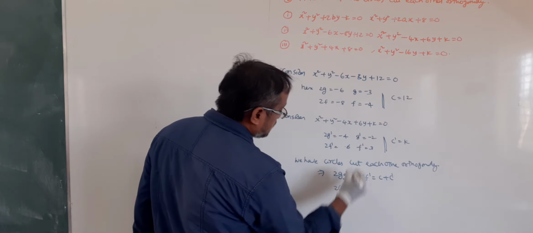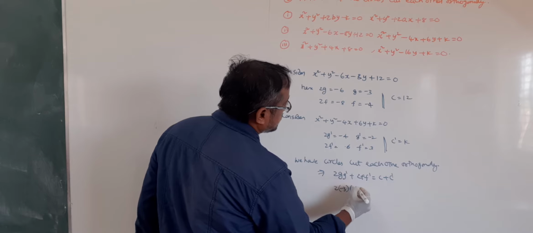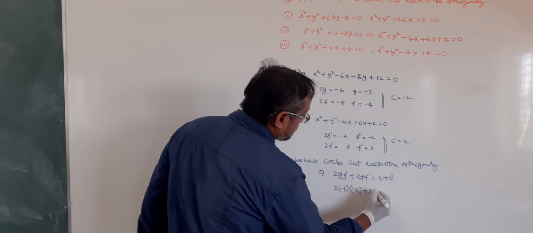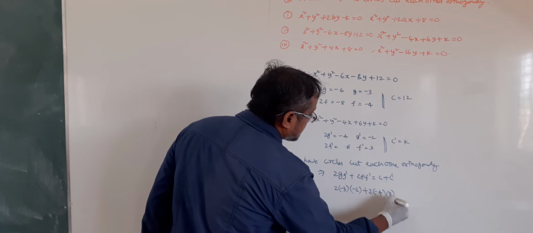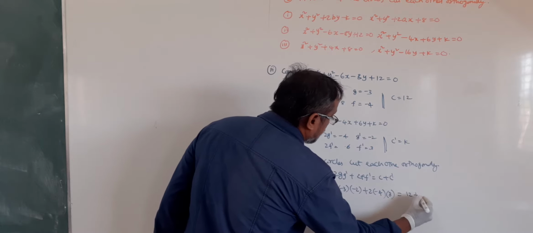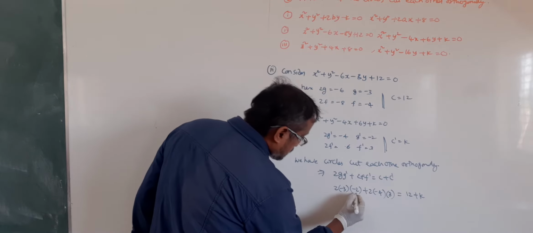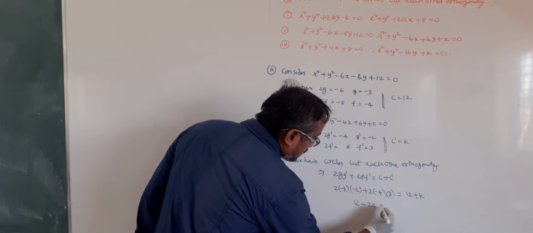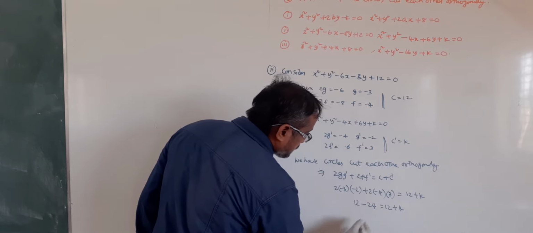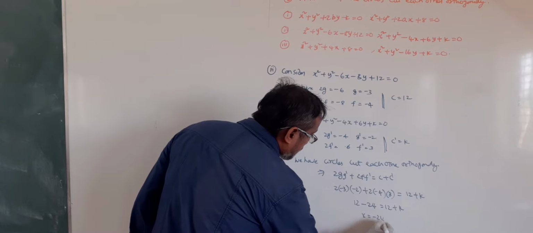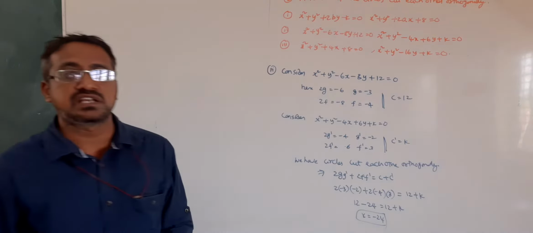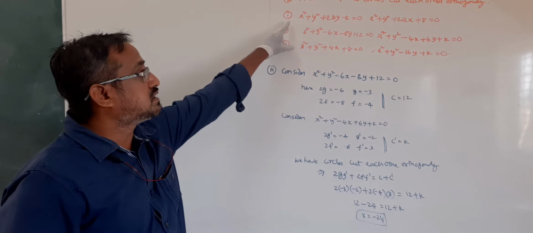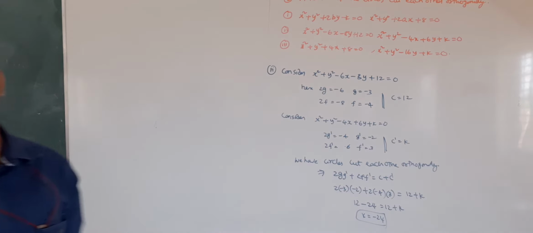So 2 into, what is g here? Minus 3. g' is minus 2, plus 2 into f is minus 4, f' is 3, is equal to 12 plus k. So 12 minus 24 is equal to 12 plus k. So k is equal to minus 24, which is the required value of k. Similarly, you have to complete the remaining two problems.